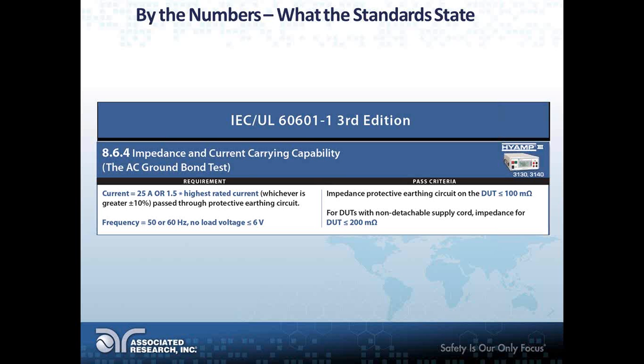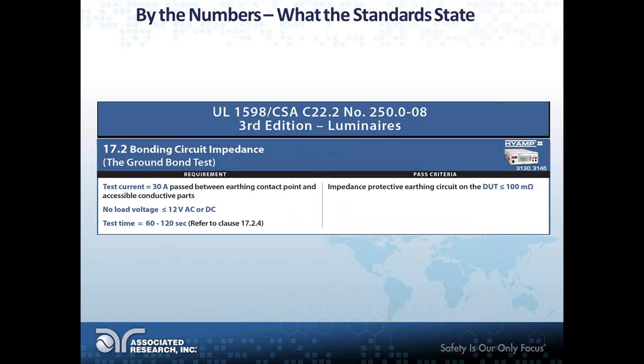Oftentimes, even if you are doing a ground bond test with a detachable piece of equipment, you'll still plug a cord in. But what you can do on a lot of modern-day ground bond testers is offset that resistance pretty easily so that it doesn't factor into your result, especially if you're on the ragged edge of passing that test.